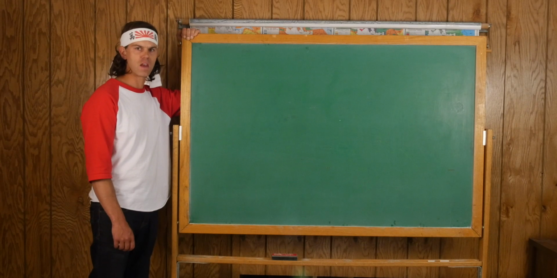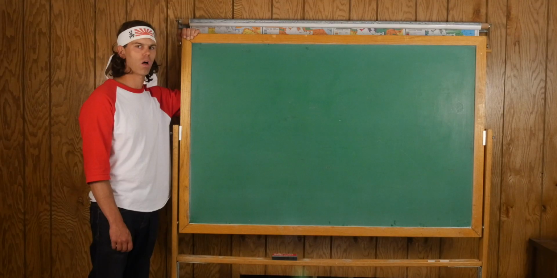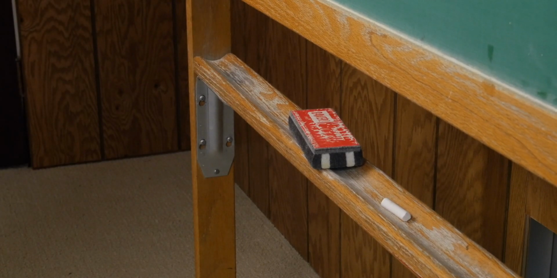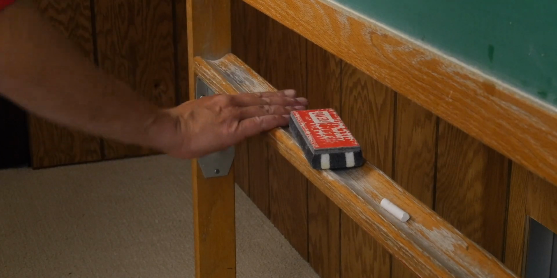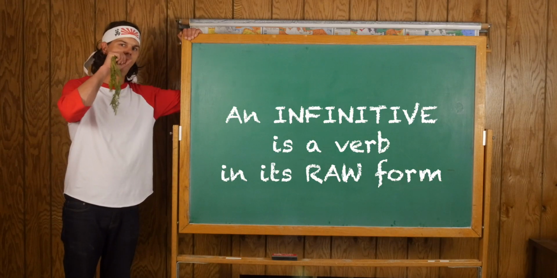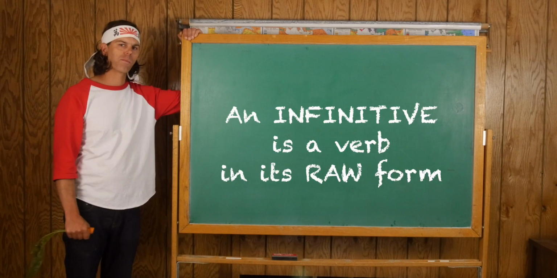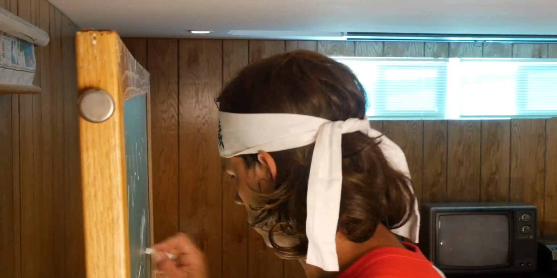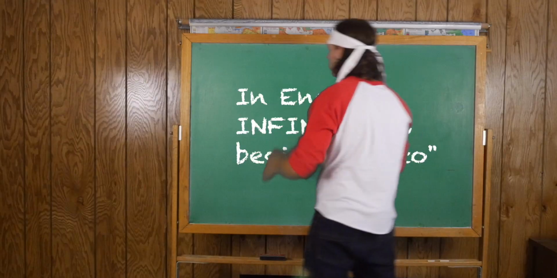Verbs have many forms, but they all begin in their raw form. We call that form the infinitive. An infinitive is a verb in its raw form. In English, infinitives begin with the word to.